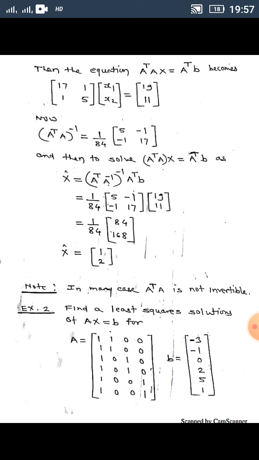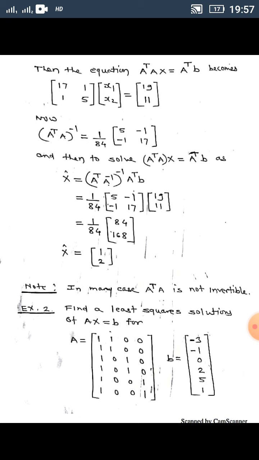Okay students, in this above problem we could find the A transpose A inverse, but the inverse is not always possible for a matrix; if its determinant is 0, it is not possible. Then how to calculate the least square problem? Now we see in the next example.